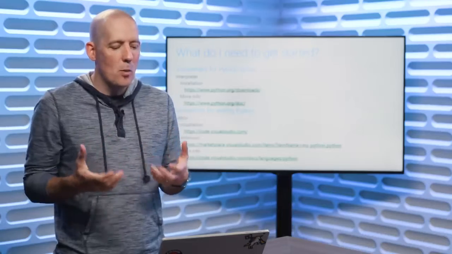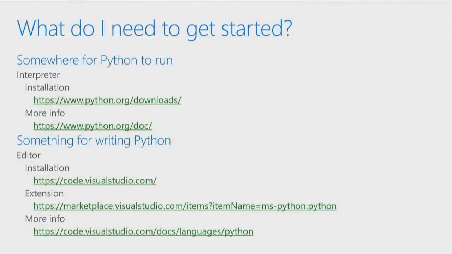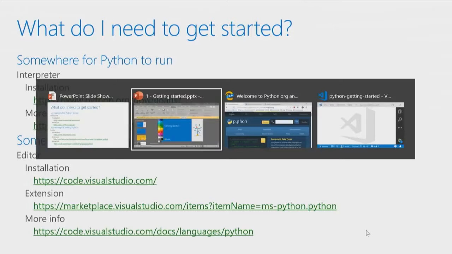Now that we know about Python, the next question is, how do we get started? Well, the first thing that we're going to need is somewhere for Python to run. Python is an interpreted language, so you will need a runtime in which Python can execute. And fortunately, all that you need to do is head on over to python.org/downloads, and you can go ahead and grab it from there.